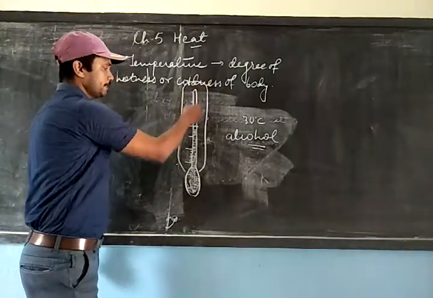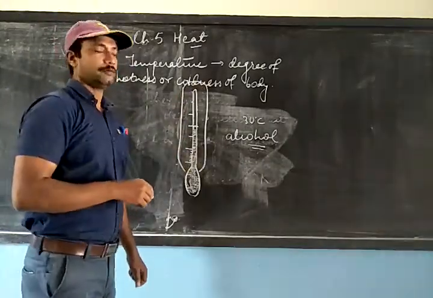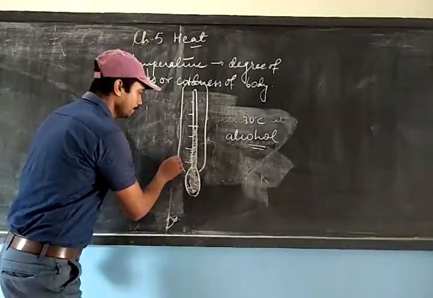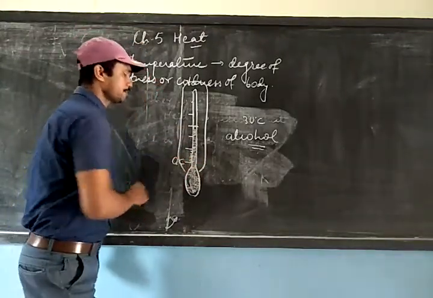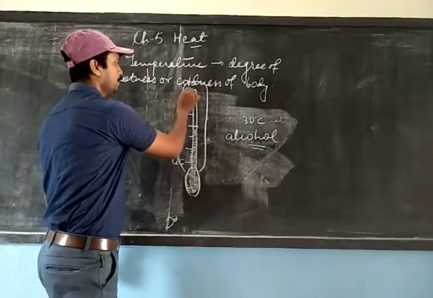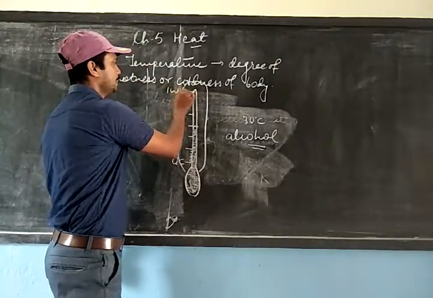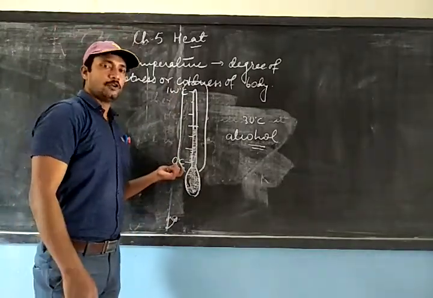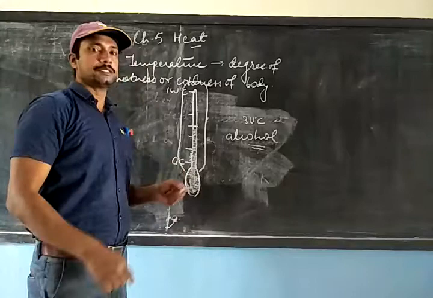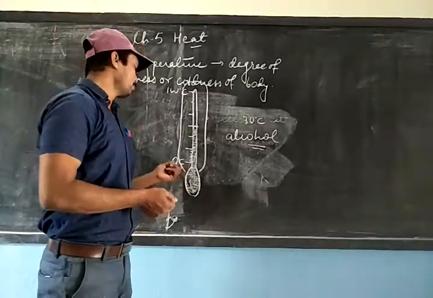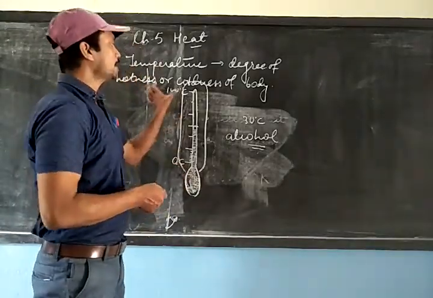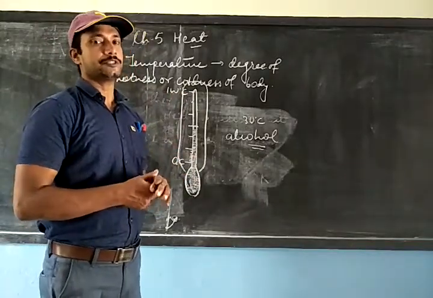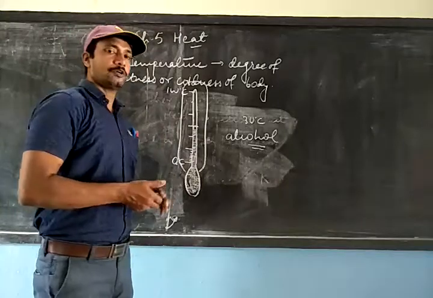Now, if you take the scale of the thermometer, which is the Celsius scale, it starts with 0 and has the last division as 100 degrees Celsius. 0 degrees Celsius is the lower fixed point, which represents the ice point or melting point of ice, and the upper fixed point is 100 degrees Celsius, which represents the boiling point of water.